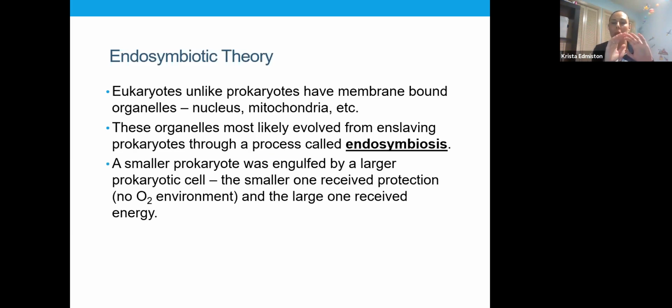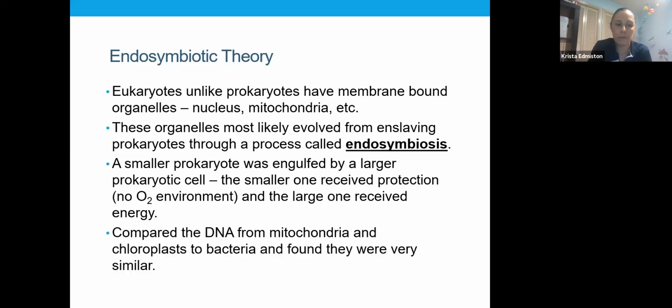So it may be that the larger eukaryotic cell was providing a safe environment for that prokaryote. So maybe an environment that did not have oxygen. Oxygen is a little detrimental sometimes to some of these processes, so it might have provided that environment for the prokaryote. And the prokaryote provided things like ATP for the cell in return for that safe environment. So endosymbiosis means that they're living together, each benefiting from that process.